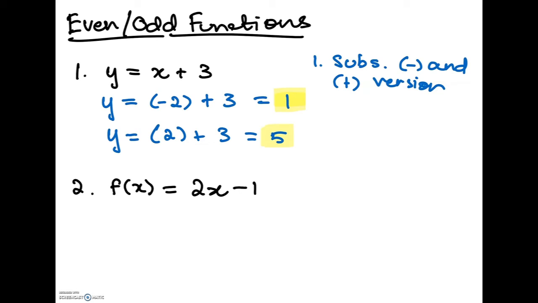They are not equal to each other, and they are not the same number that are positive and negative. So in this case, this entire function is neither even nor odd, so you can just write neither. Now let's try the next example.